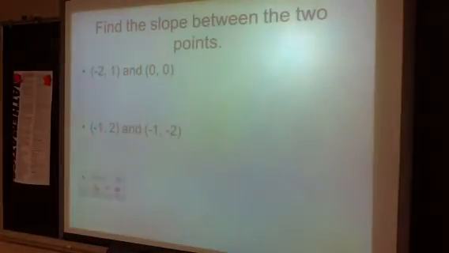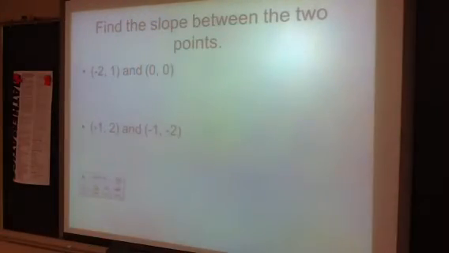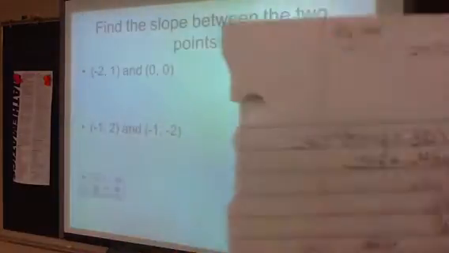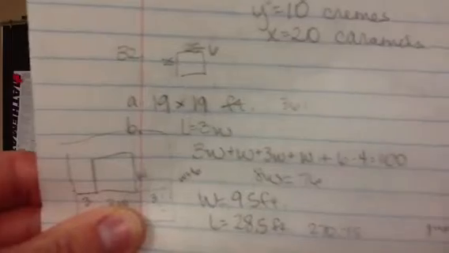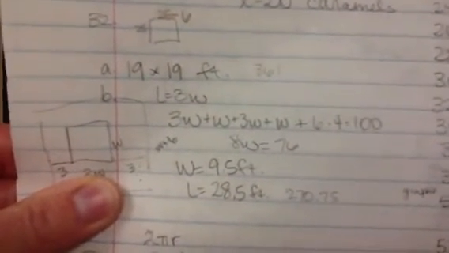Alright, so then we went to the next page, which were your word problems. And we found out for 24 that there were 20 caramels and 10 creams, and I set up 2 equations to solve that. 32, I got a 19 by 19. For B, I got 9.5 feet by 28.5 feet. For C, I got a radius of 12.93, so a diameter of 25.83.